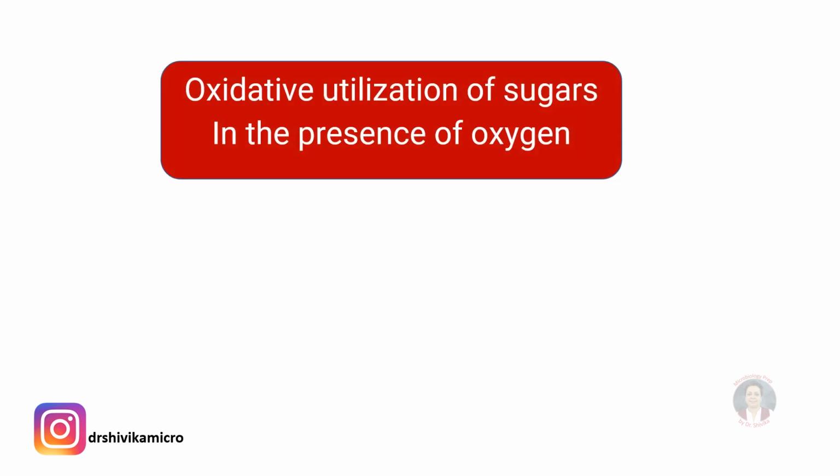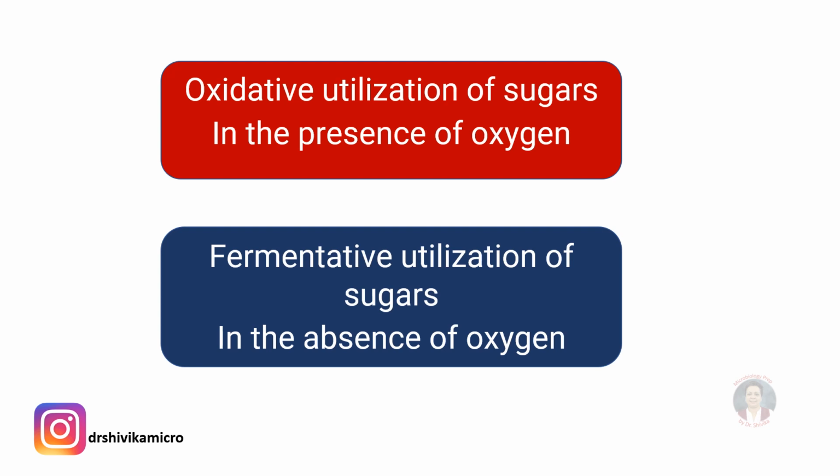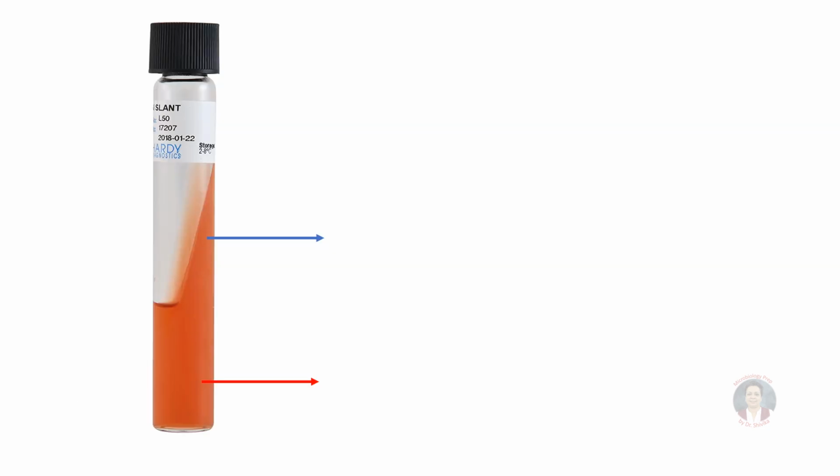So members of the family Enterobacteriaceae or Staphylococci or Streptococci, when they are utilizing sugars anaerobically, we will call it fermentation of sugars, right? So oxidative utilization of sugars occurs in the presence of oxygen, and fermentative utilization of sugars occurs in the absence of oxygen. And what are we checking for today? We're talking about fermentation of sugars. With that done, let's see our triple sugar iron medium.